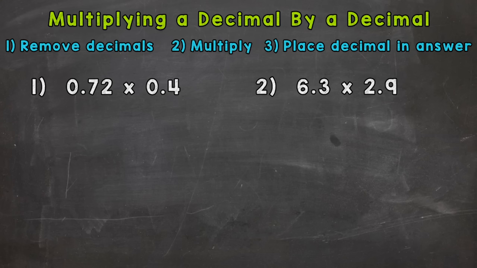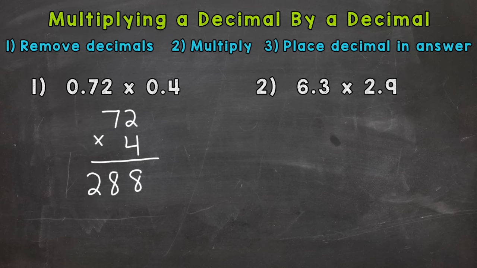So we can rewrite it as 72 times 4. Now these decimals will come back into play later in the problem. Step two, we multiply just like we would any other whole numbers. So 72 times 4 here, 4 times 2 is 8. And then 4 times 7 is 28. And we get 288 there. That brings us to step three, where we need to place the decimal correctly in our answer.